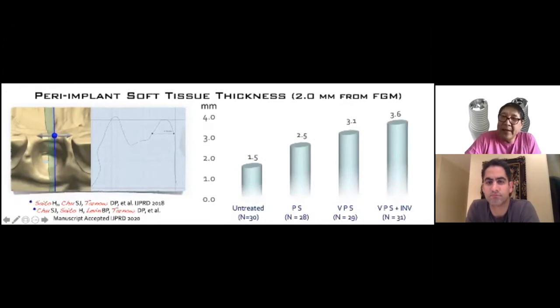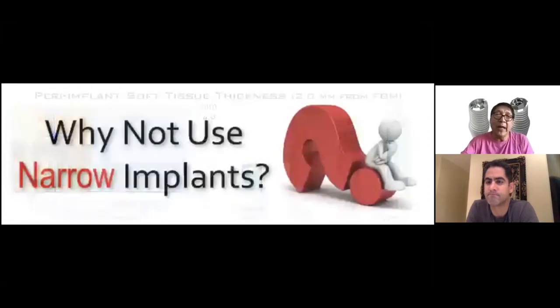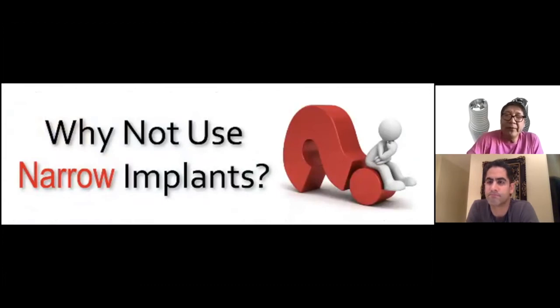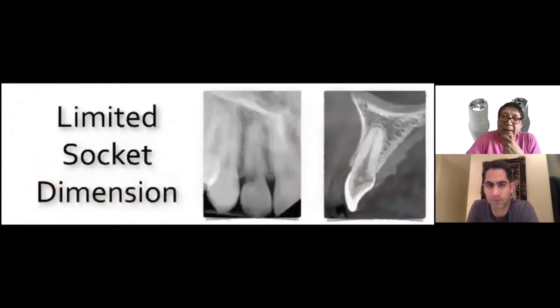And once you're getting to about 3.5 millimeters of peri-implant soft tissue thickness, you could be very confident that the risk of recession has been diminished significantly. I think that's a key element in this whole discussion. I always get this question: well, that's fine and dandy, but why can't I use a narrow diameter implant? And I think I mentioned that briefly before. And so to those individuals that say, well, I can just use a longer, skinnier implant, the answer is maybe, usually not.